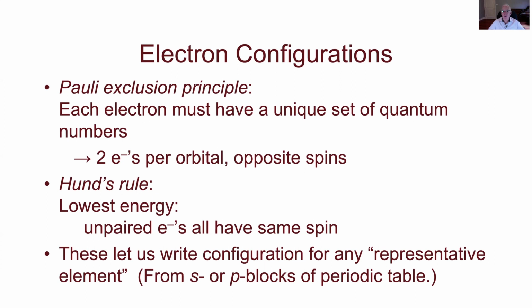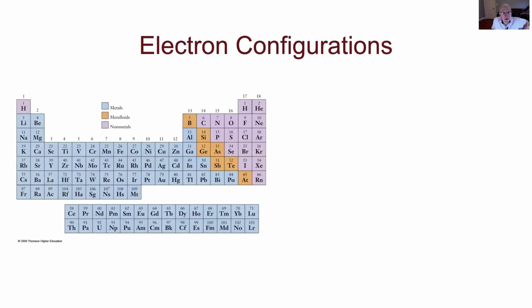Based on those two rules alone, I can write the electron configuration for any of the so-called representative elements. That's all the elements in what I refer to as the s block, the 2 columns on the left-hand side of the periodic table, or the p block, the 6 columns on the right. Those also are the only elements that we're going to ask you to think about or write electron configurations for in this course.